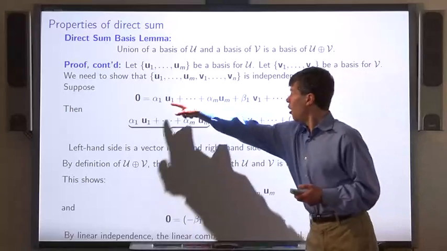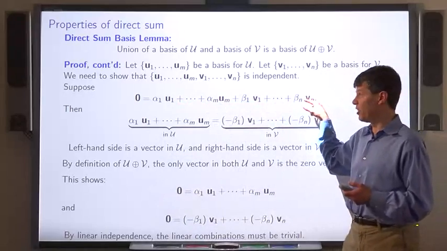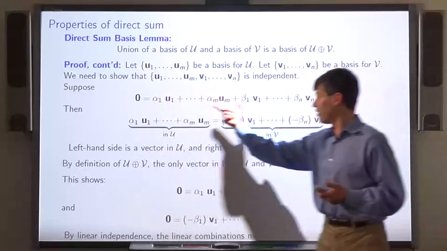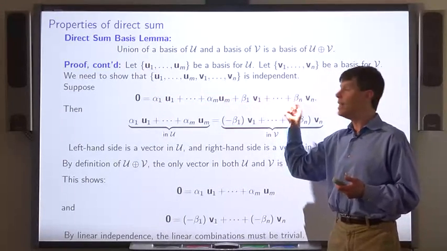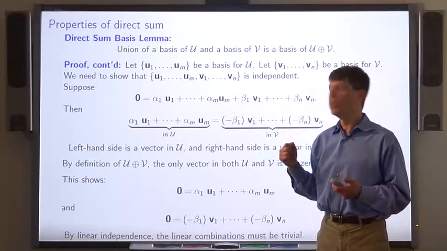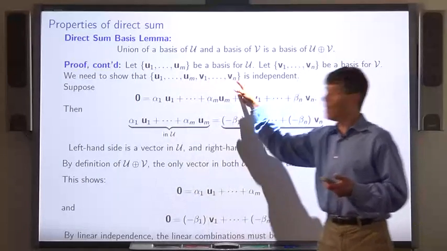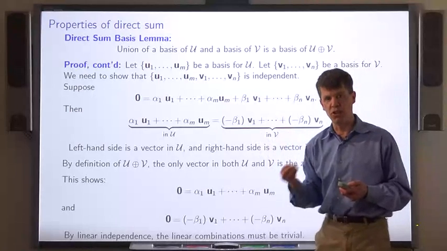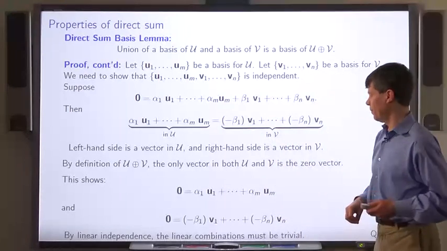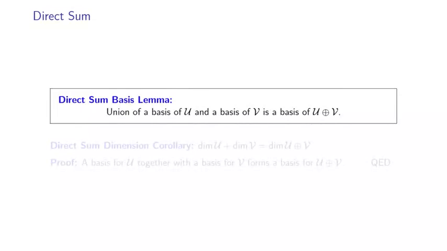So that shows that all the coefficients here must be 0. That the only way to get 0 as a linear combination of U1 through Um together with V1 through Vn is with a trivial linear combination. And that shows that this whole set is linearly independent and therefore forms a basis for the direct sum. So we've shown that the union of a basis for big U and a basis for big V is a basis for the direct sum.